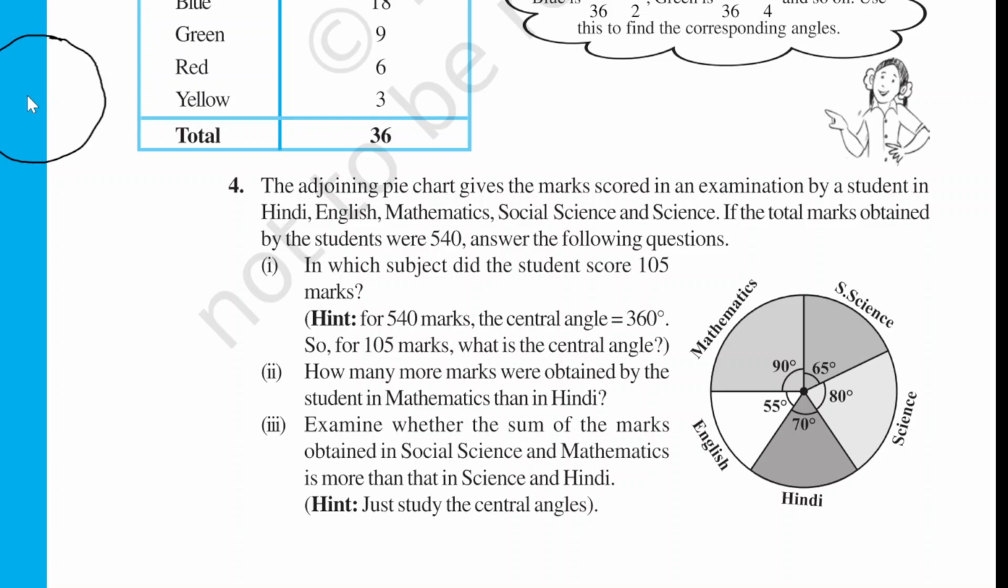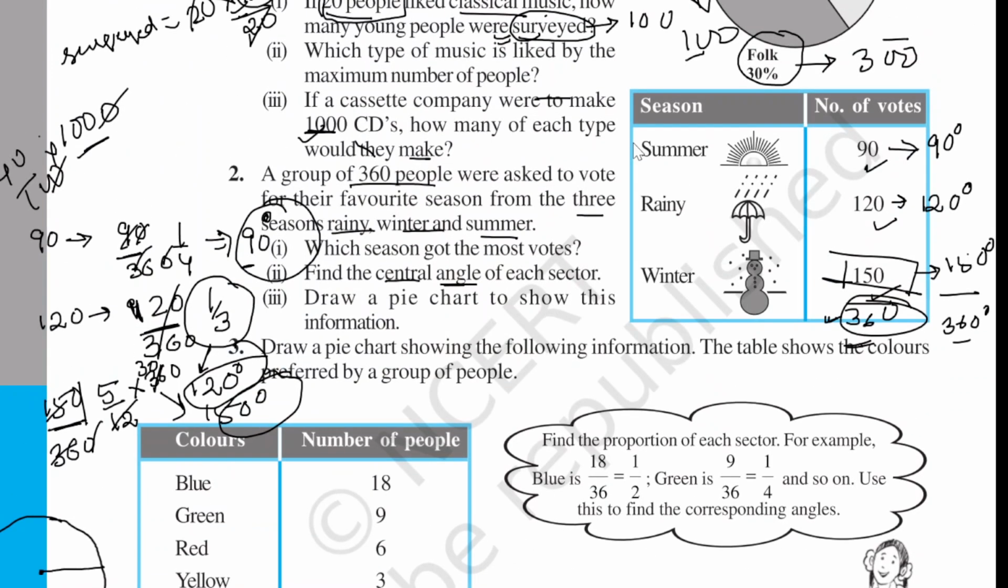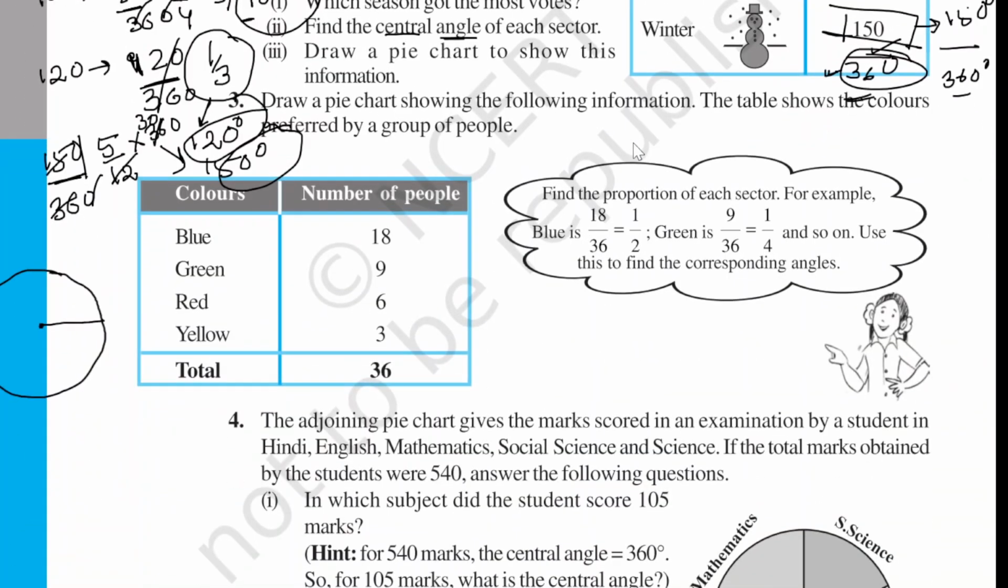Then we will draw a radius. From the center, we will draw any radius, anywhere. Now, for the first angle, how much do we have to draw? The first angle we have to draw for summer is 90 degrees. It is simple. We will place our protractor here, mark 90 degrees, and draw this line. So this will be for summer.